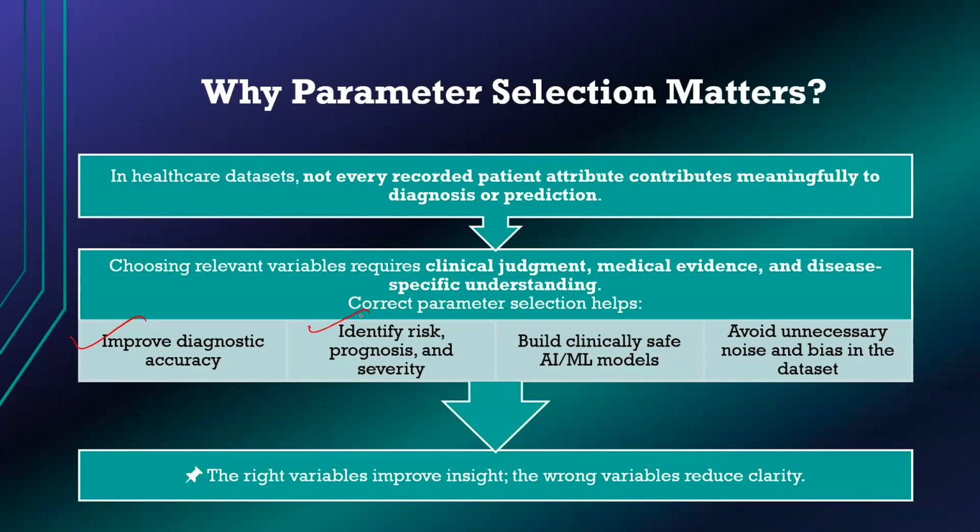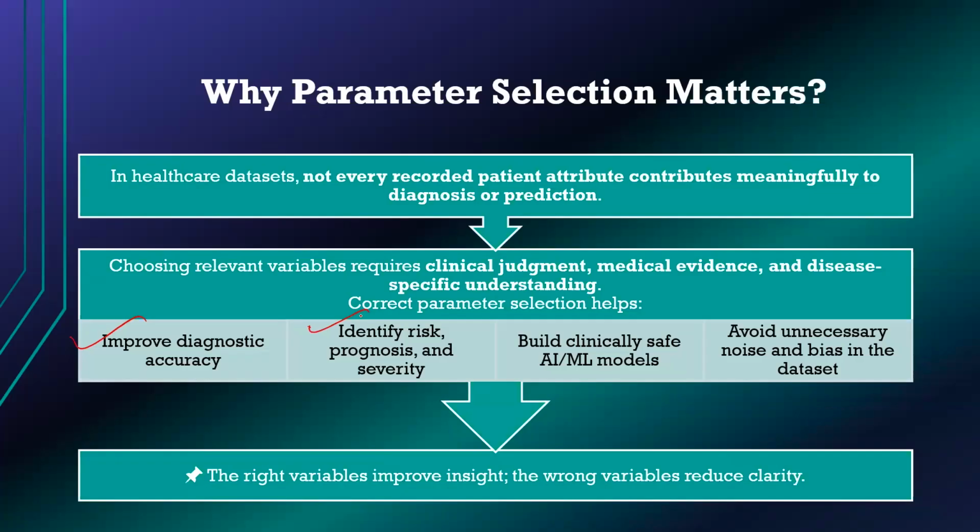Similarly, we need to build clinically safe AI and machine learning models, because healthcare is one of the most critical domains where we may need to implement AI these days, because here we are dealing with living patients, we are dealing with living things. So we cannot use a model that gives maybe 70% or 80% accuracy. That is not reliable in the healthcare domain, because it deals directly with the patient outcomes.